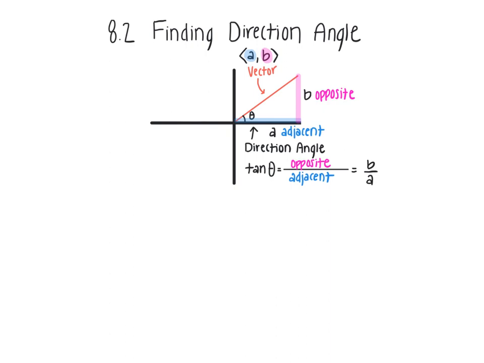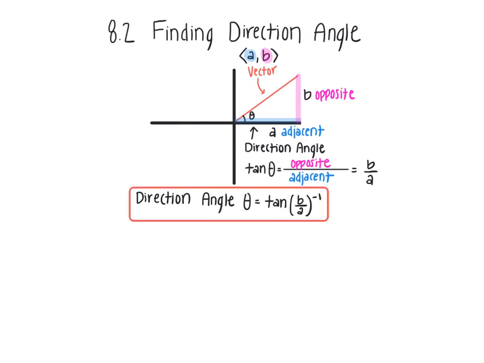So to write this out more clearly, because we're looking for the angle, I can say direction angle, which is theta, is equal to tangent of b over a to the -1. Okay, so now that we have the direction angle formula, let's go ahead and work out two examples.